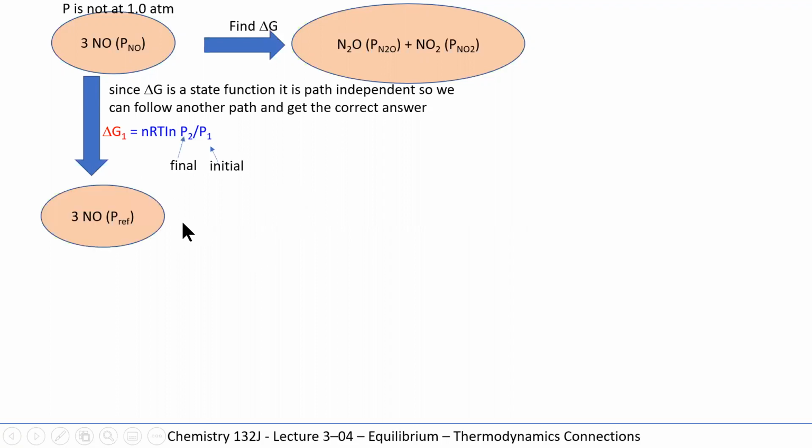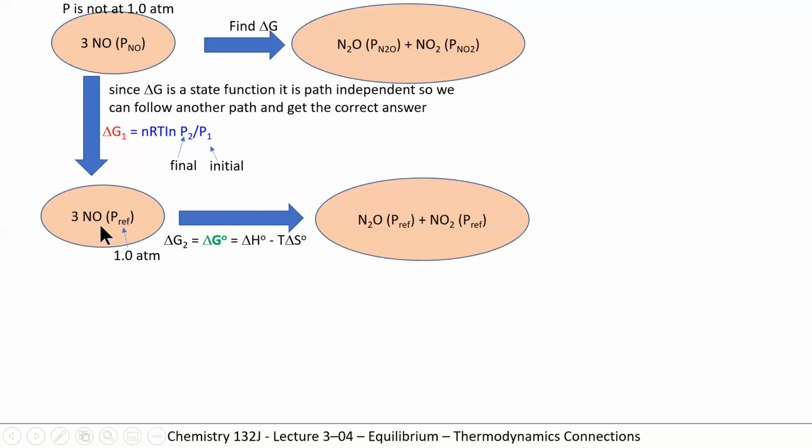And now what we're going to do is take the molecules of NO, and now they're at a reference pressure of 1 atmosphere. Well, we know how to calculate delta G changes when we're at the reference point of 1 atmosphere. We can use delta G equals delta H minus T delta S, or Hess's law, as we usually refer to it. And we can calculate now the delta G2 when we convert, during this chemical process, the 3 NO to N2O and NO2.